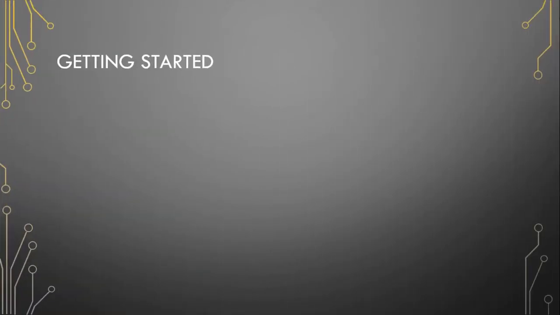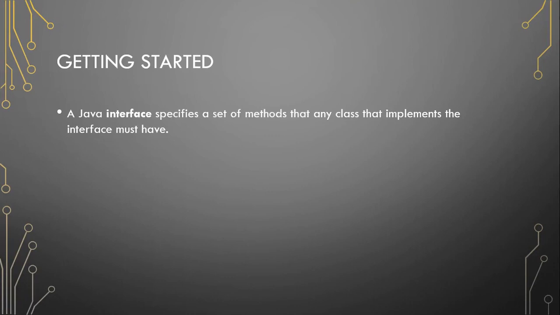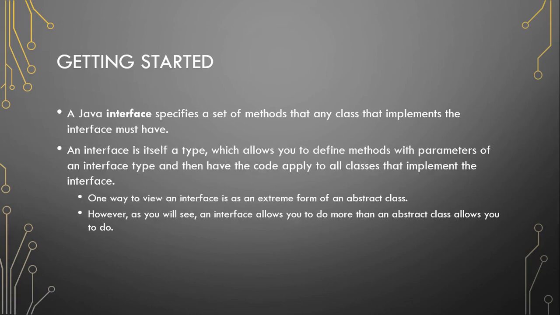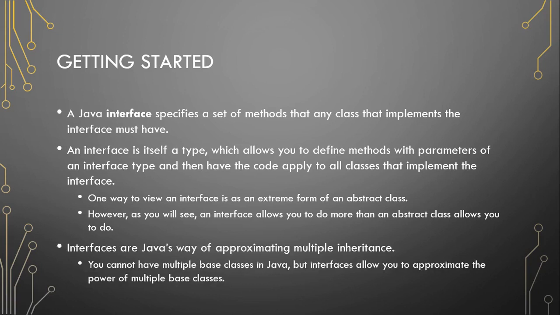So, getting started, a Java interface is something that specifies the set of methods that any class that implements the interface must have. Now, an interface by itself is a type which allows you to define methods with parameters of an interface type, and then have the code applied to all classes that implement the interface. So, one way to view an interface is that it's an extreme version of an abstract class. However, as we will see later on, an interface also allows you to do a lot more than what an abstract class can allow you to do.